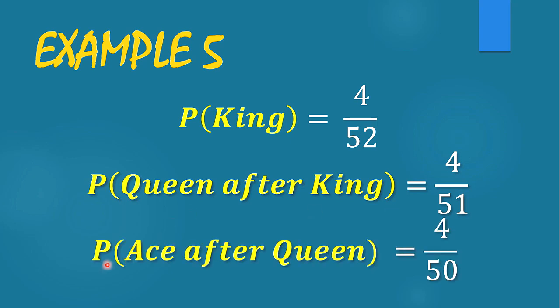And then next, we'll take the probability of getting an ace card after the queen card. So again, we have 4 ace cards, 4 different suits: ace of diamonds, hearts, spades, and clubs. So we have 4, and then it will become over 50. After we have taken a queen from 51, it becomes 50. So we have 4 over 52, 4 over 51, and 4 over 50 as their probabilities.